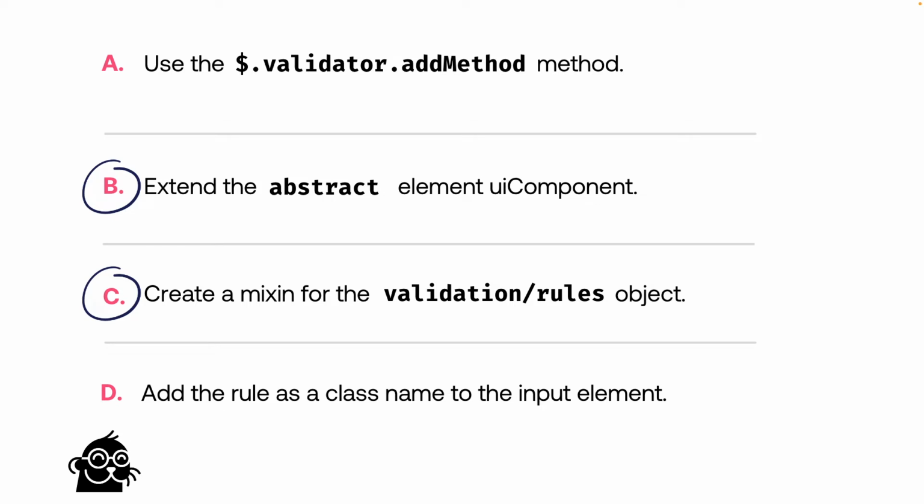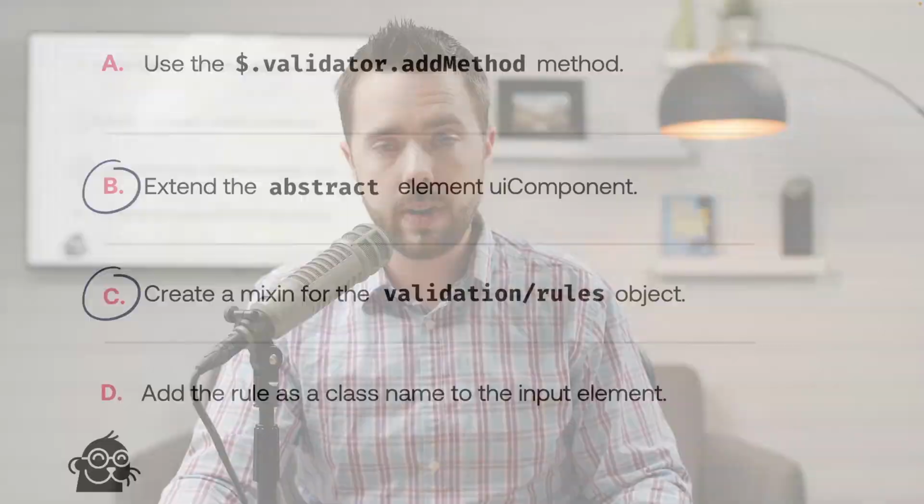Now, is A or D correct? Those are both correct in the context of using and applying validation to a specific input element. Those are incorrect here; they do not work in the context of a UI component. UI components have some level of validation built in as well. It's just using different validation rules. Okay, that's Magento for us.